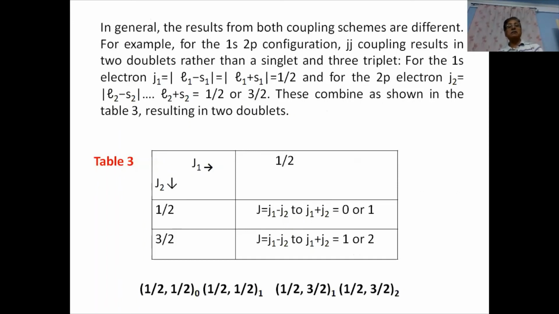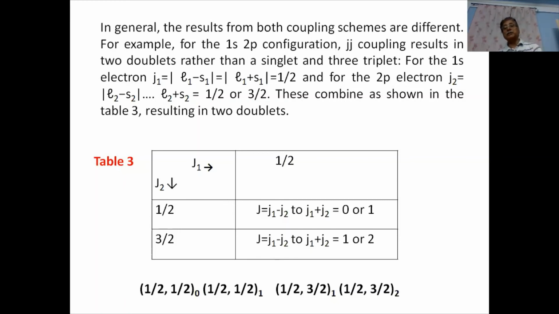In general, the results from both coupling schemes are different. For example, for the 1s2p configuration, jj coupling results in 2 doublets rather than a singlet and a triplet. For the 1s electron, J1 is equal to L1 minus S1 and L1 plus S1, which both give J1 equal to half.